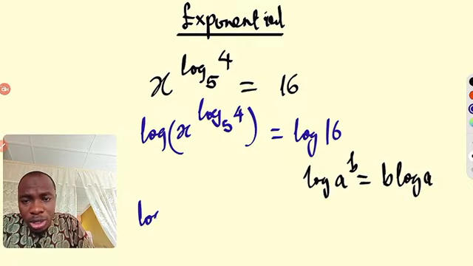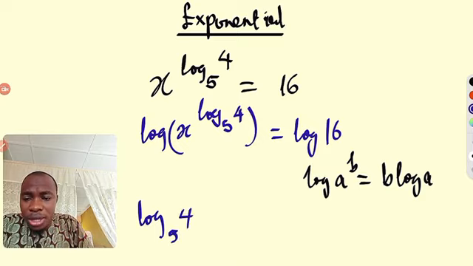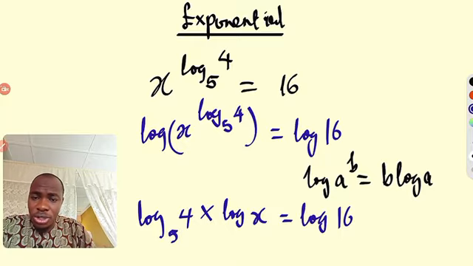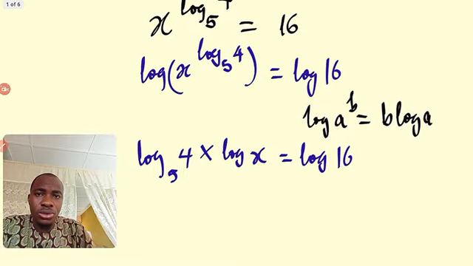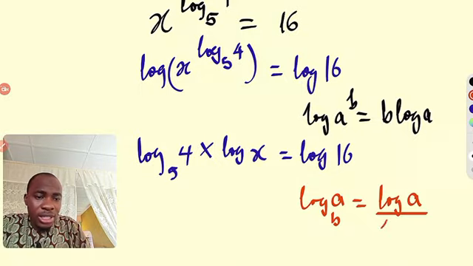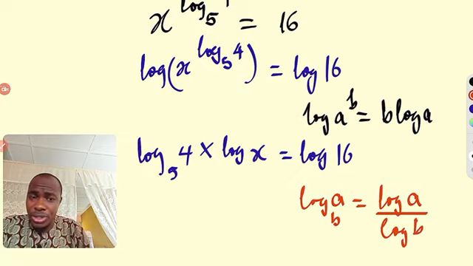So this is going to be log base 5 of 4 comes down, multiplied by log of x, equals log 16. Understood? So now the next thing we're going to do is to rewrite. When you have something like log of a with base b, this can be written as log a divided by log b. Understood? So let's take note of this. We are going to apply it.